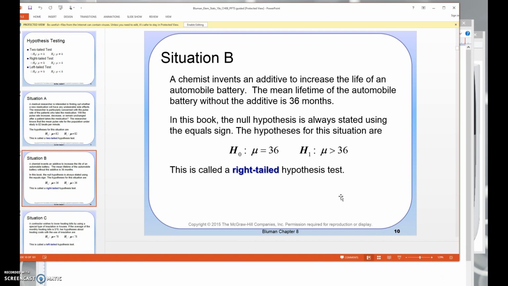In situation B, a chemist invents an additive to increase the life of an automobile battery. The mean lifetime of the automobile battery without the additive is 36 months. You will notice that we're going to keep the null hypothesis as an equal sign. And then the alternative hypothesis is what we want to compare. We want to see if it increases. Given that additive, will it increase? So we use the greater than symbol. We call this a right-tailed test.